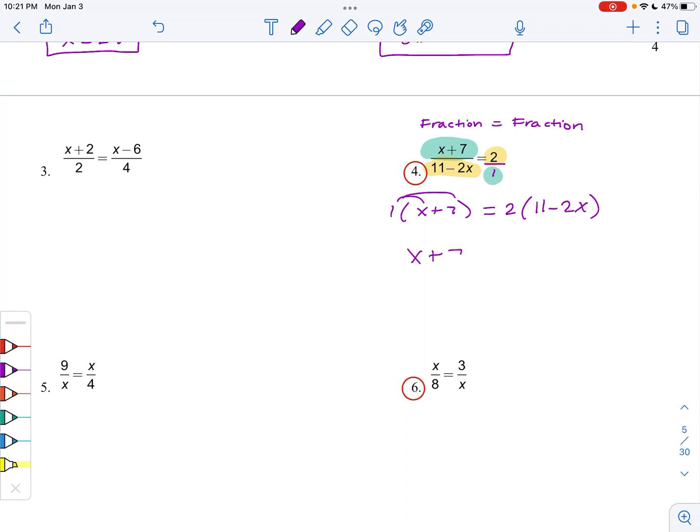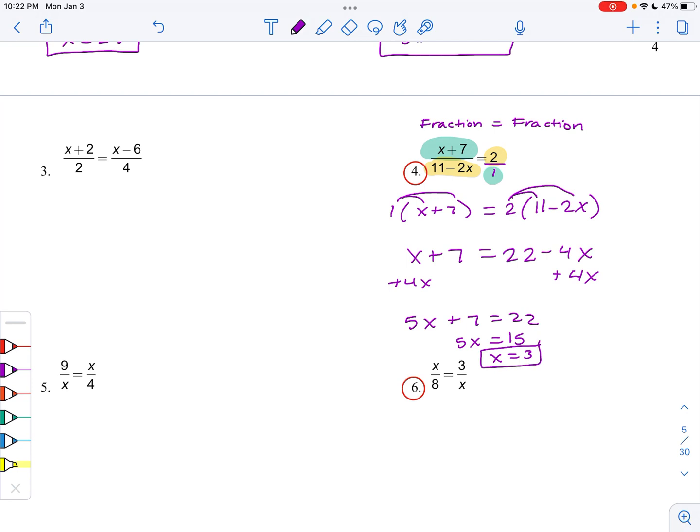Okay, so I'm going to distribute my 1. I get x plus 7 equals. And I'm going to distribute this 2, so I get 22 minus 4x. And now I can finish solving. So I'm going to add 4x to both sides. I get 5x plus 7 equals 22. So I get 5x is equal to 15. So x is equal to 3.